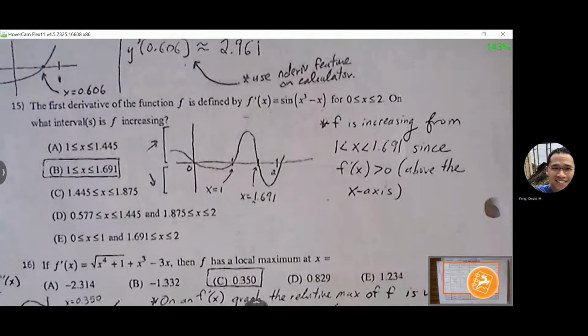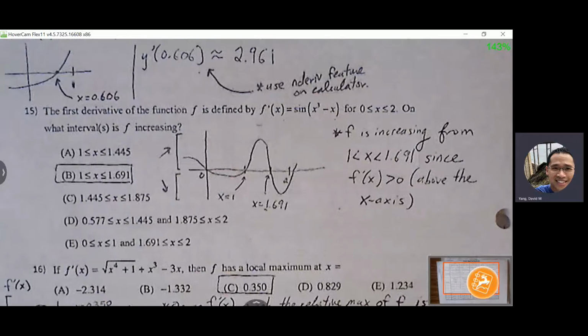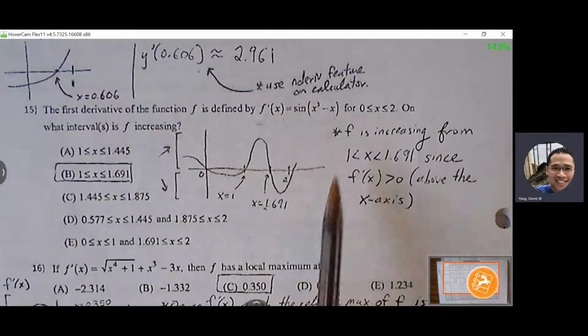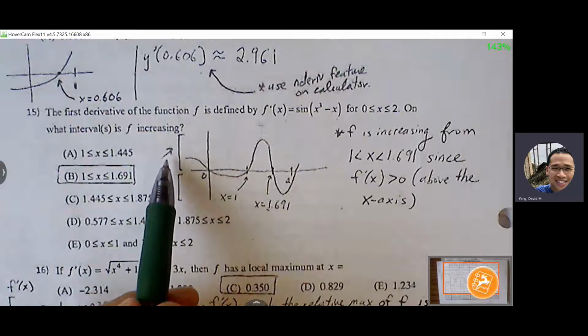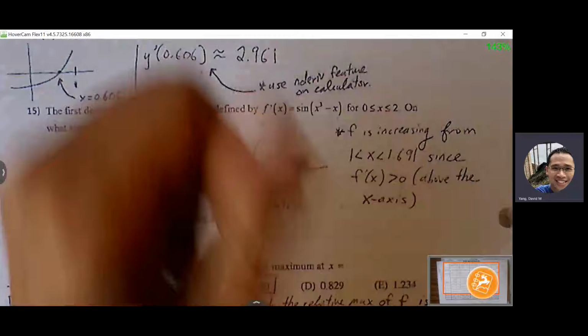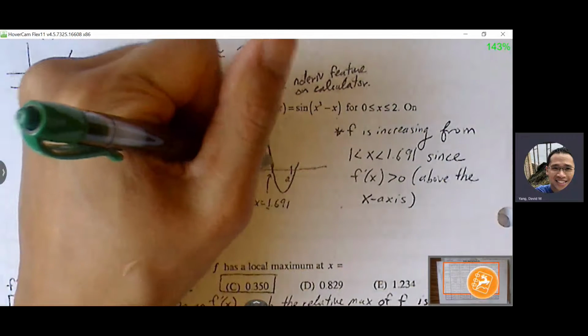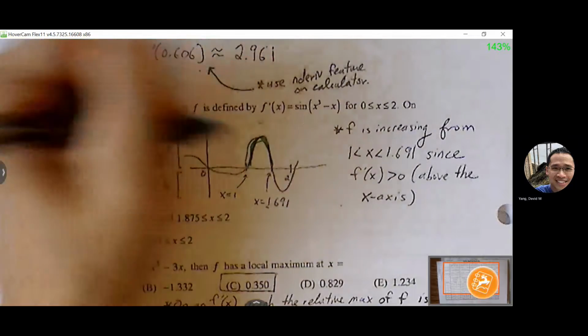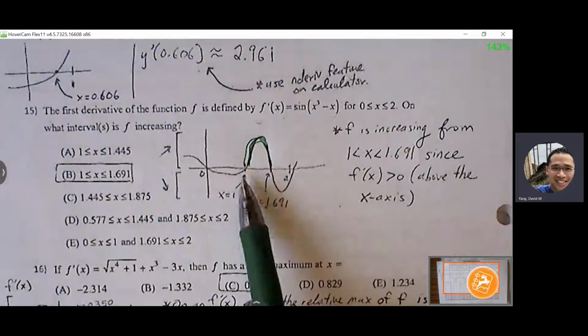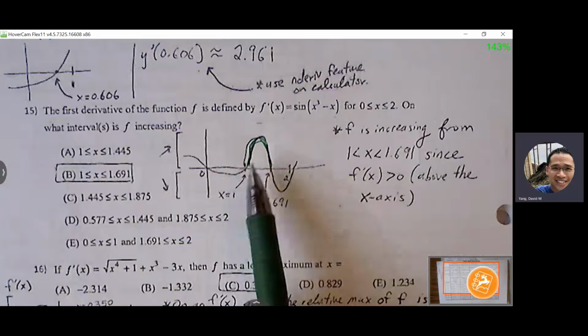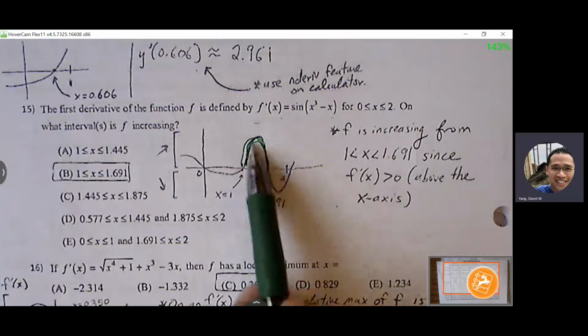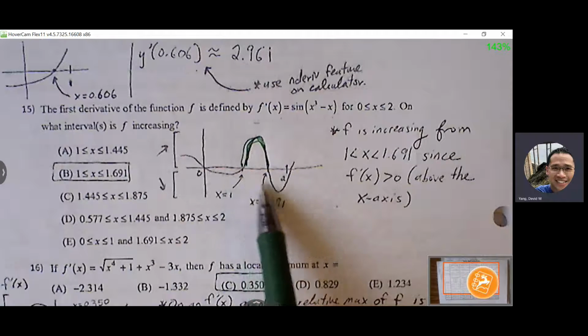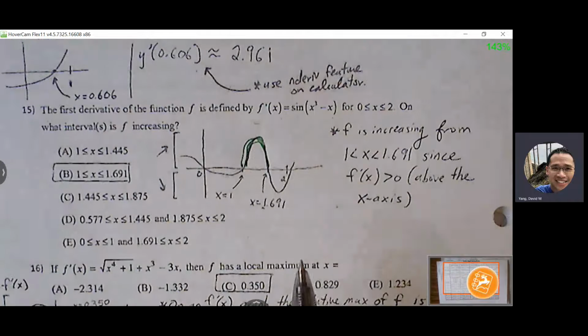Okay, 15. The derivative graph is given as f prime. On what interval is the graph increasing? If you're looking at the derivative graph, increasing is going to be where it sticks above the x-axis. So first, you want to find all your x-intercepts, and then look to see where it's above. Where it's above is going to be between 1 and 1.691.